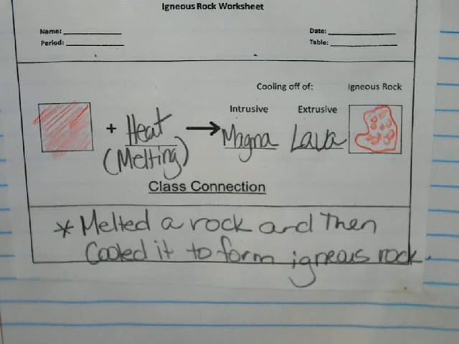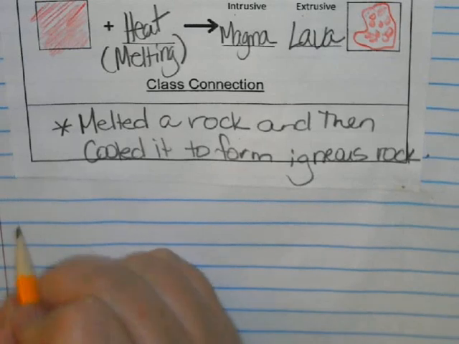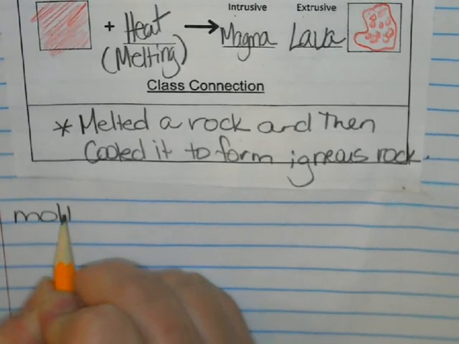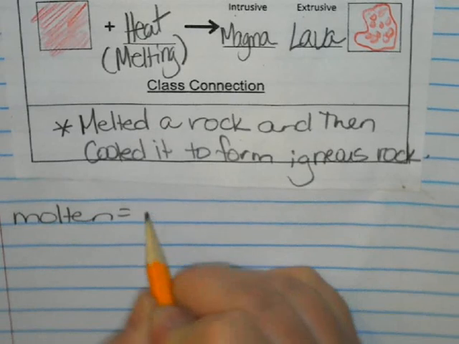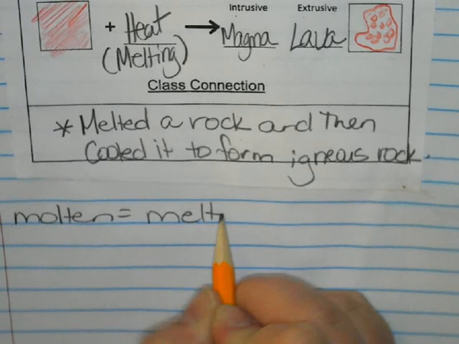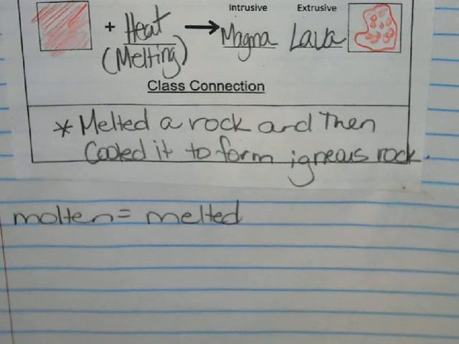Now, the book describes it as molten. So I want to make sure that you write the term molten in your notes because you may see that again. Molten equals melted. Make sure you're writing this down.